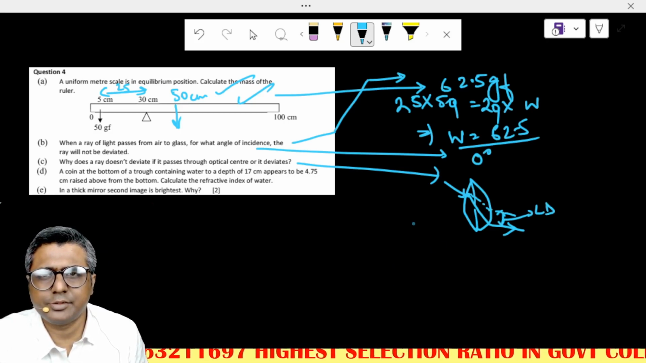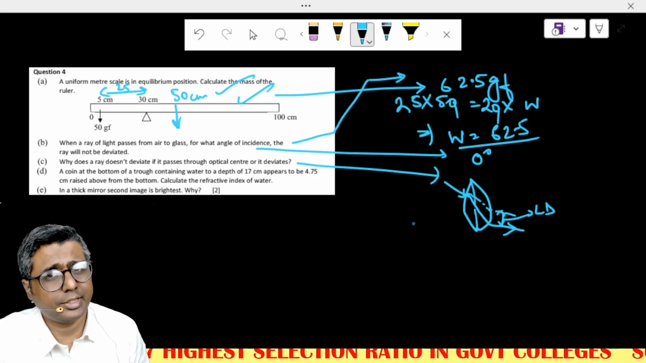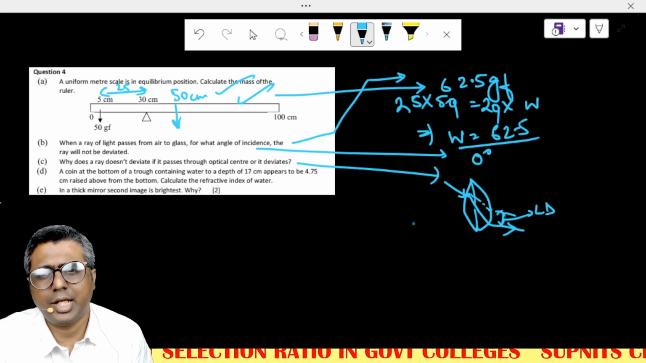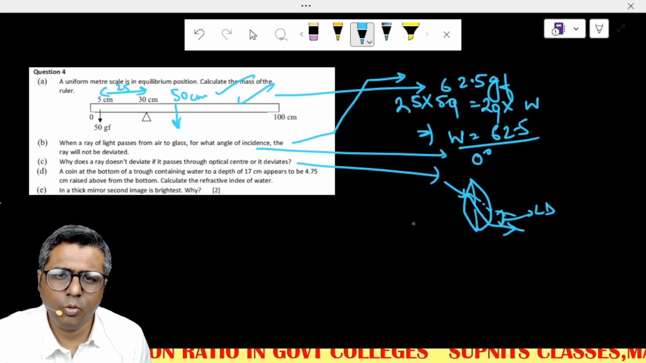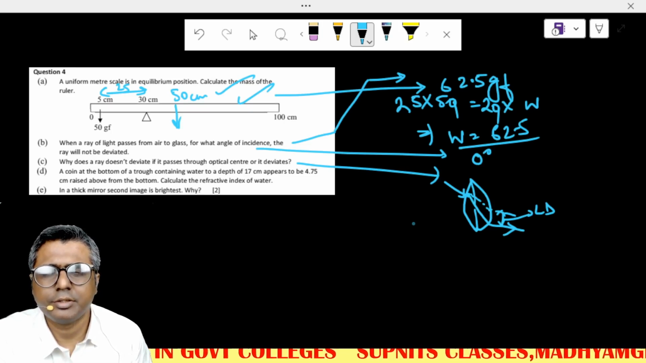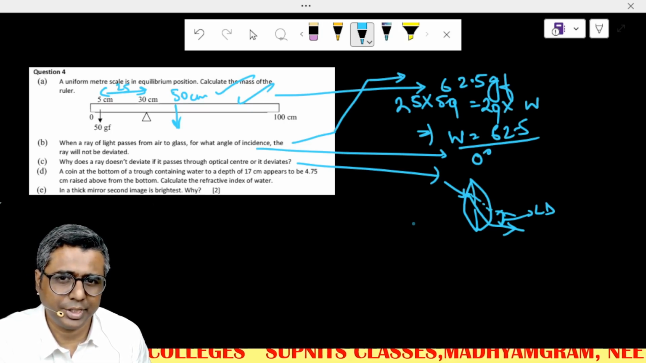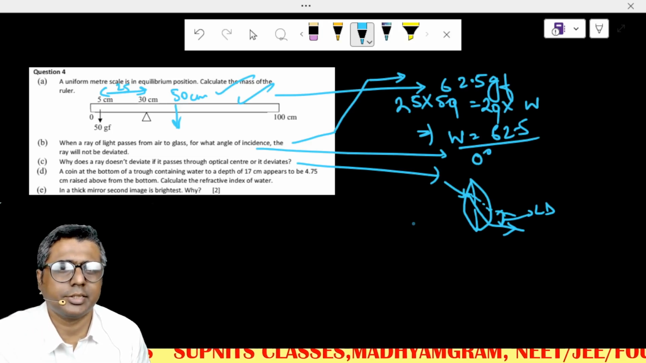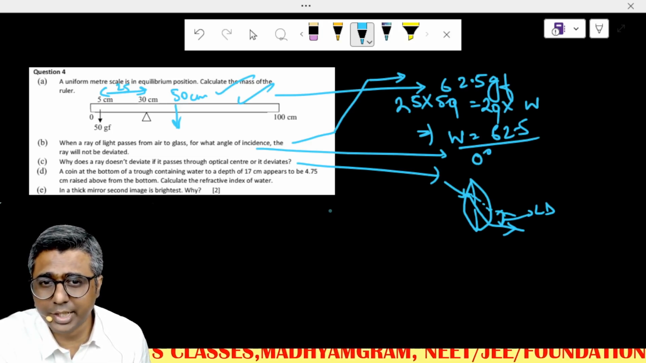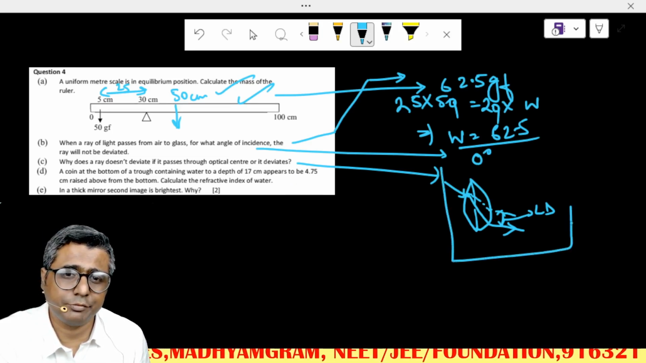If the lens is very thin, then this lateral displacement will be negligible and there will be no deviation, which we are assuming in case of a thin lens. But in case of a thick lens, you have to show this diagram. Please everyone, this is a very nice question.